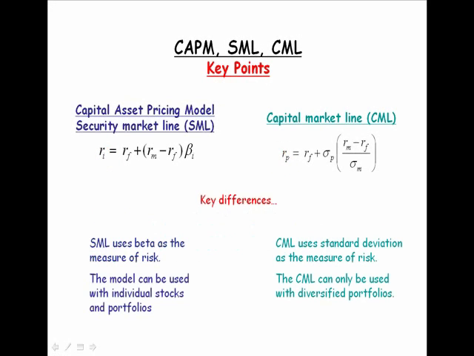But there are certainly some key differences, aren't there? The SML uses beta as a measure of the risk. This model can be used for individual stocks as well as any portfolio. The capital market line, on the other hand, uses standard deviation as the measure of risk. The capital market line can only be used to determine the required rate of return on well-diversified portfolios.